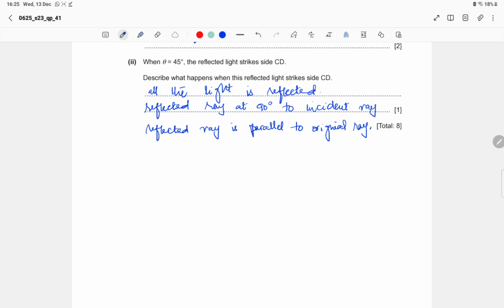Okay, when theta is 45 degrees, the reflected ray of light strikes side CD. Describe what happens when this reflected light strikes side CD. So, what will happen if you see the figure? All the light is going to be reflected because the reflected ray is at 90 degrees to the incident ray, or you can say the reflected ray is parallel to the original ray. So, you can write any of the statements for a 1 marker question.